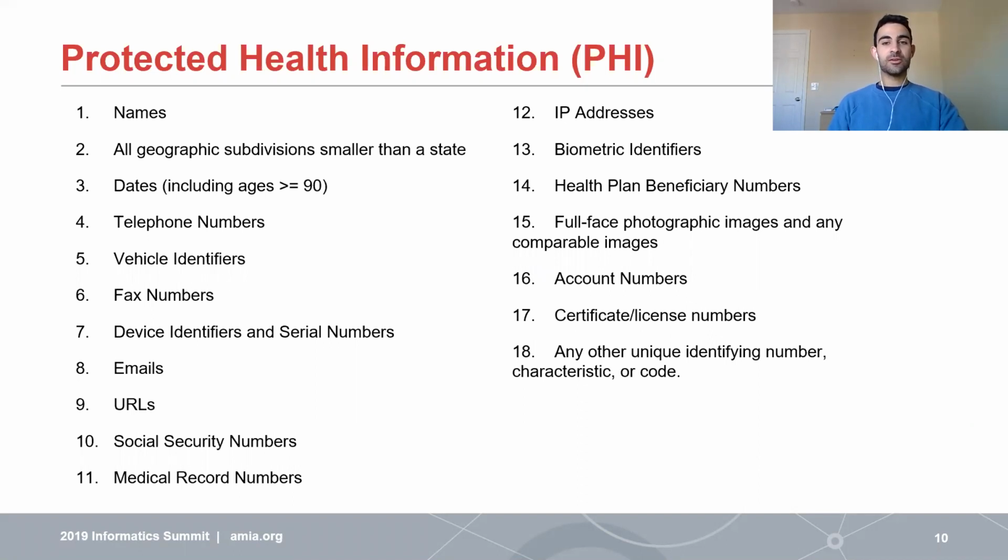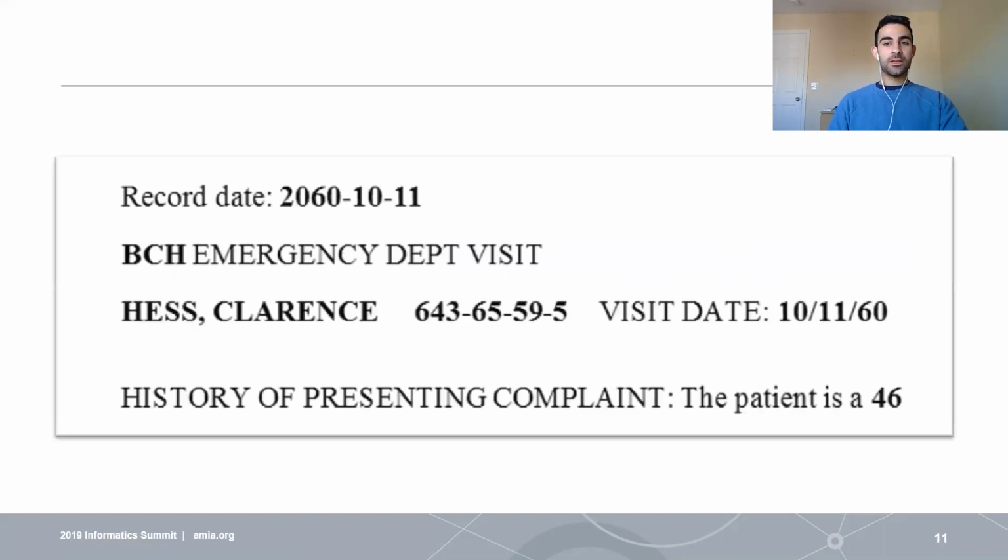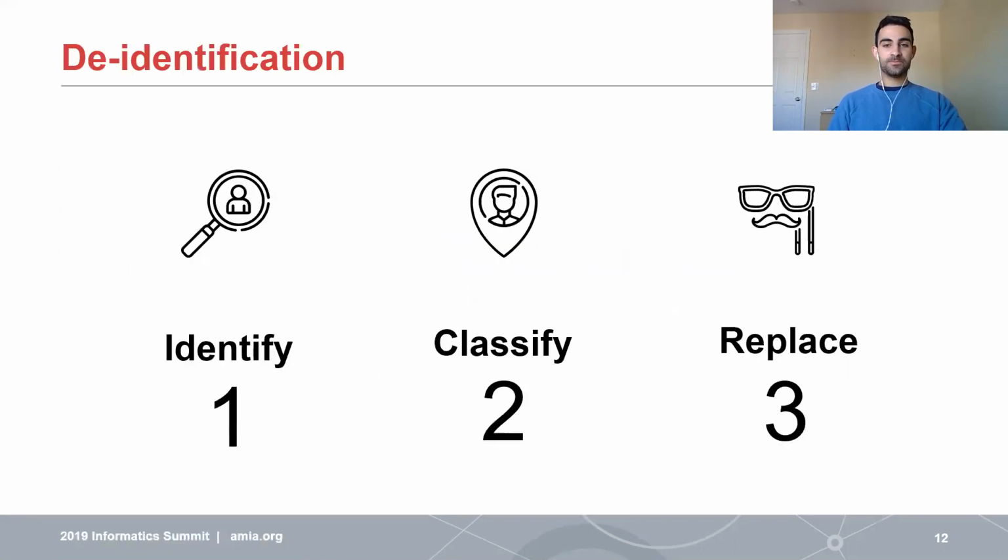HIPAA necessitates that all 18 of these categories be completely removed from an EHR for it to be used in any downstream application. Just to give you an idea of what this looks like, here's an example of a synthetic EHR with the PHI bolded. To comply with HIPAA's privacy rule, all the bolded entities must be identified and removed.